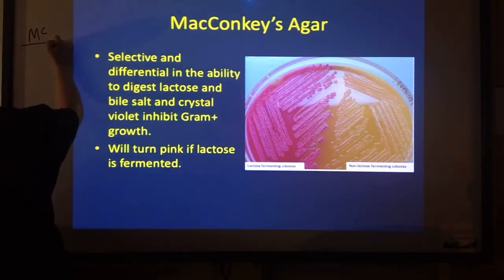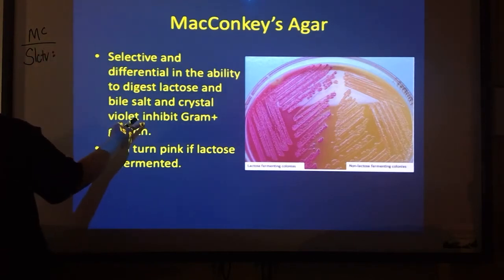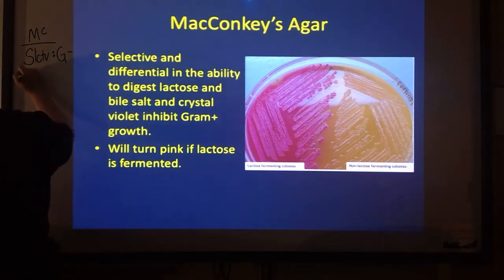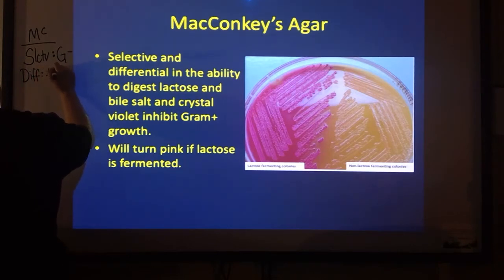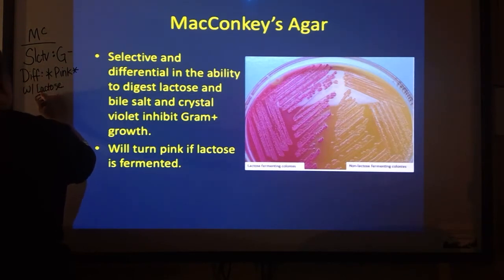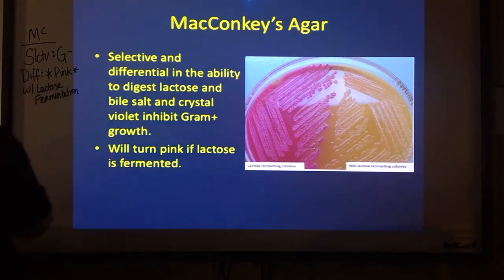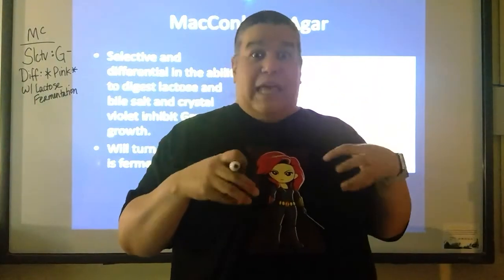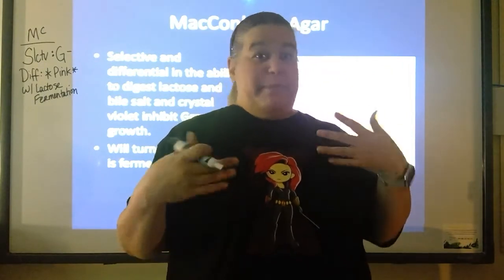MacConkey. It is selective. It inhibits gram-positive, so it's selective for gram-negative. And it is differential. It'll turn pink with lactose fermentation. Remember, fermentation means it'll use lactose as a fuel source. It'll break it down and make ATP out of it.